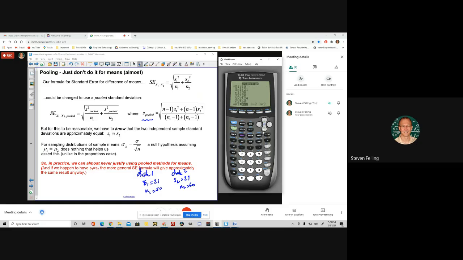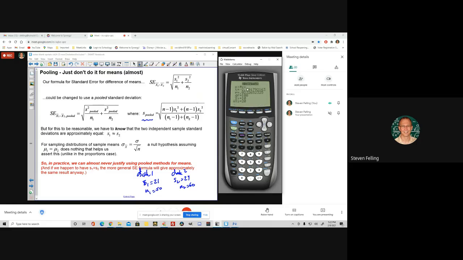Normally when you do this, it doesn't matter what I do here, because that just affects the p-value. Normally you check no. But if for some reason you're asked a multiple choice question that asks you for the pooled standard deviation, you can force your calculator to select pooled and then select calculate.